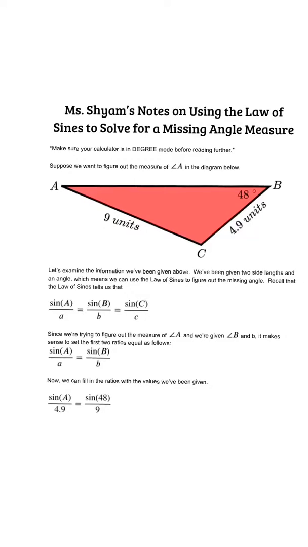We're trying to solve for the angle at A, so we're going to use the ratio involving A, which is this one right here, and because we have both angle B and the side opposite angle B, which is the 9 units, we're going to use the ratio that involves B as well. So we're going to set those two equal to each other. And now we can just fill in the variables with the information that we've been given.